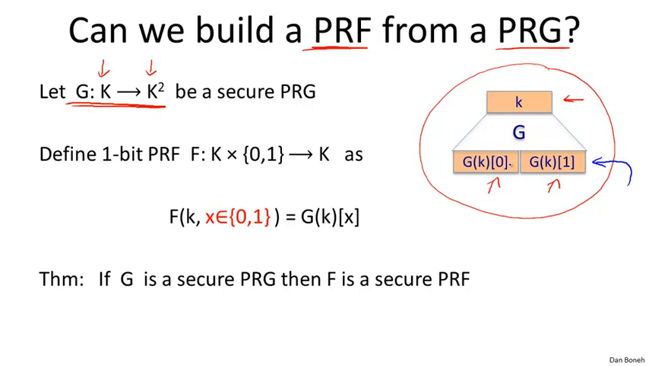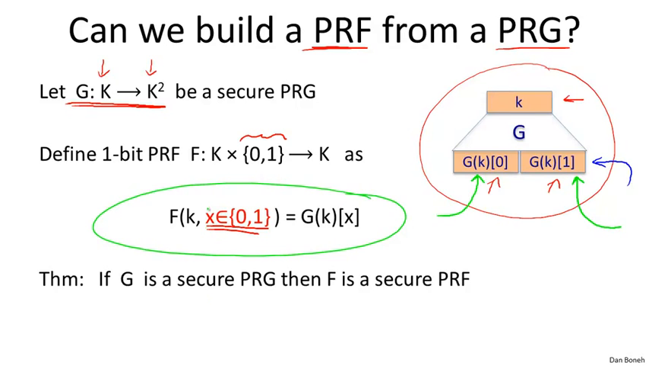Now it turns out it's very easy to define what's called a 1-bit PRF from this PRG. So what's a 1-bit PRF? It's basically a PRF whose domain is only 1 bit. Okay, so it's a PRF that just takes 1 bit as input. And the way we'll do it is we'll say if the input bit x is 0, output the left output, and if the input bit x is 1, output the right output of the PRG. In symbols we have what we wrote here.